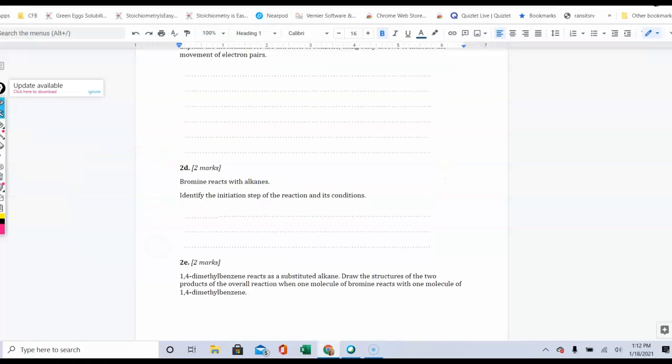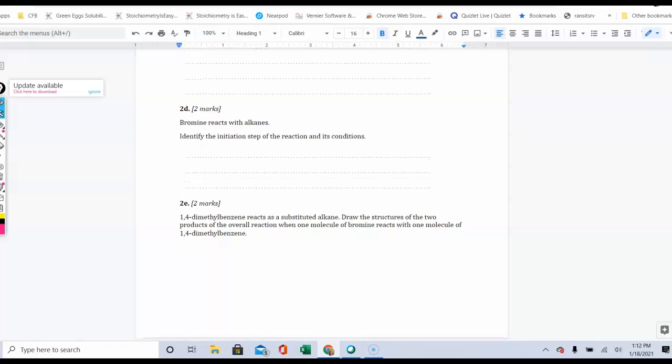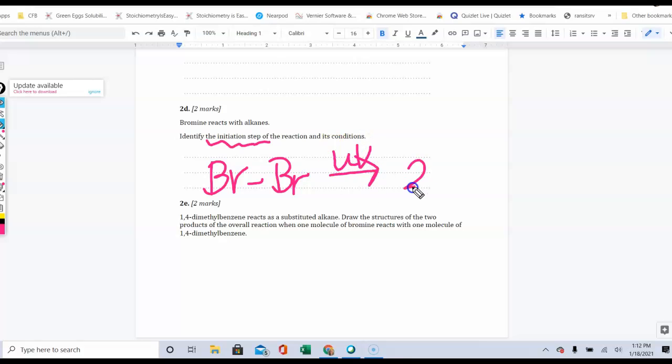Okay, so bromine reacts with alkanes. Identify the initiation step of the reaction and its condition. Bromine reacts with alkanes. Uh-oh, I'm talking about review stuff, aren't I? So here we go, the initiation step. Go back to what is the initiation step. They use that terminology on purpose because they want you to remember that Br2 has to have some UV light to break it up into two Br radicals.